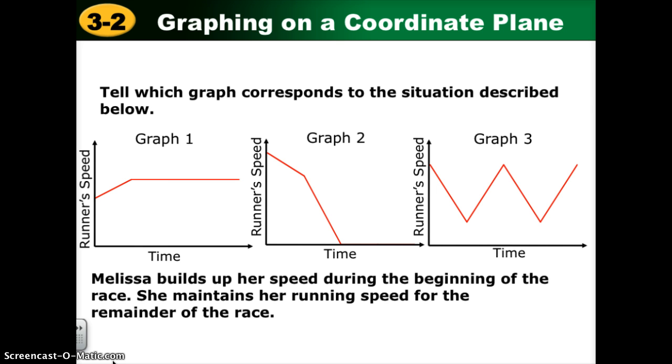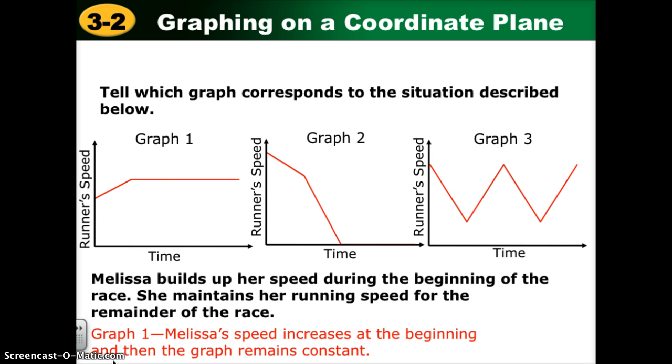She builds up her speed, meaning her speed should be increasing, and then she maintains, meaning her speed stays the same. The only graph that makes any sense? Graph number 1.